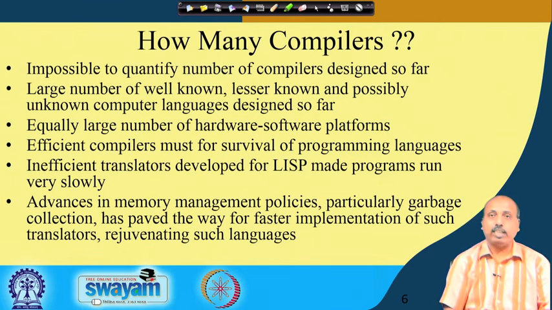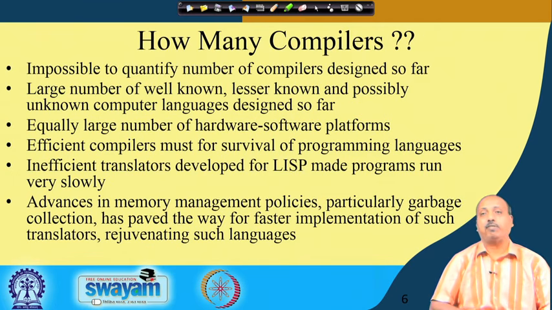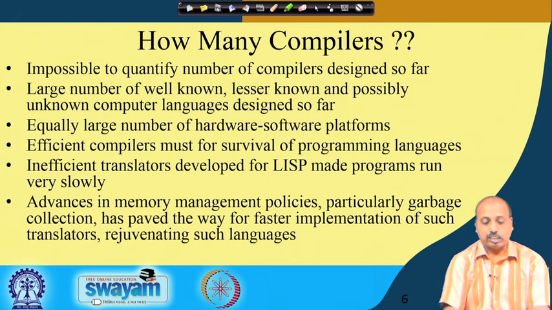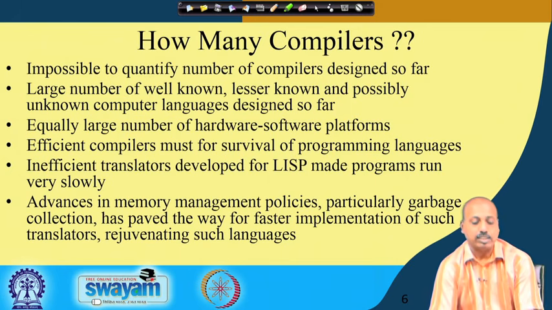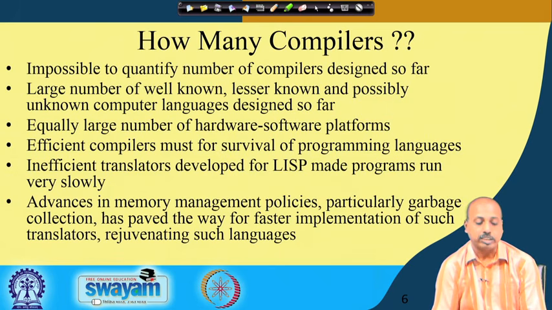And similarly, there are a large number of hardware software platforms. Every day some new company is coming up with new features and adding them to the operating system. If the compiler is trying to exploit those features, then definitely it is a new compiler, because it is targeting a new target machine. So, if I want to answer how many compilers there are, it is very difficult to answer in terms of numbers. Possibly you can say it is infinite.